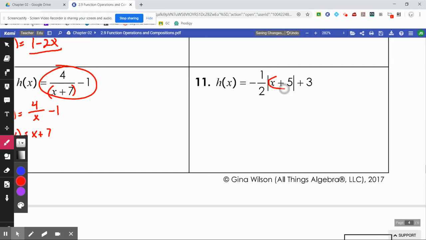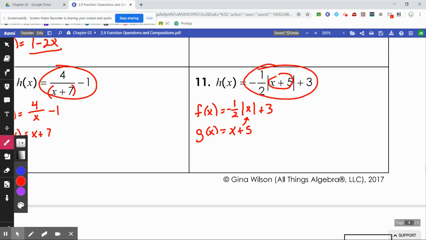Your inside stuff here is x plus 5, so we could let our g of x be that. And if we were to plug x plus 5 into this function, negative 1/2 absolute value of x plus 3, if we were to take that x out and put in the x plus 5, then it would turn it back into that function again.